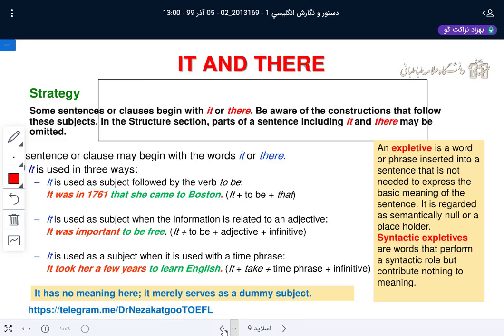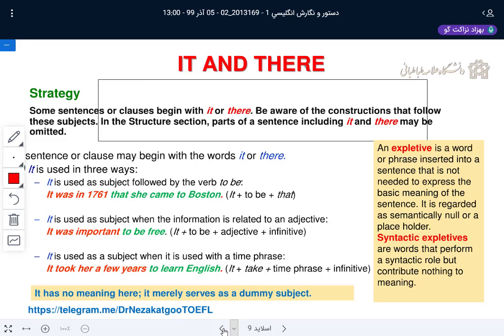So syntactic expletives are words that perform a syntactic role. It means they come as the subject of the sentence because there is no subject there. Okay? Semantically, there is no subject there. We don't get the meaning of the subject from it and there.